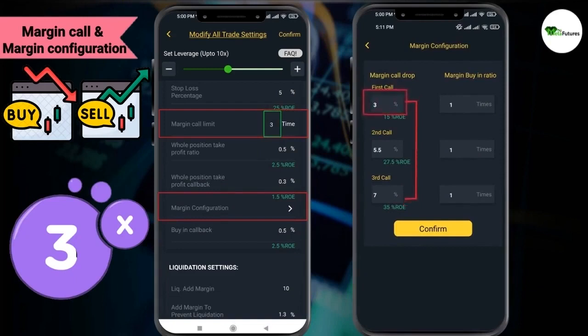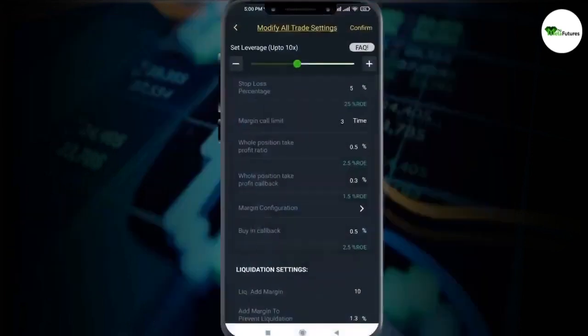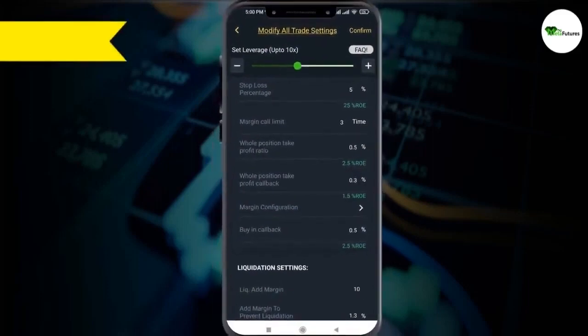Whenever the trade comes down by 3%, then the first call will hit and the bot will buy or sell the trade once. So when a trade comes down by 5.5%, then the second call will hit and the bot will buy or sell the trade once. So when a trade comes down by 7%, then the third call will hit and the bot will buy or sell the trade once.